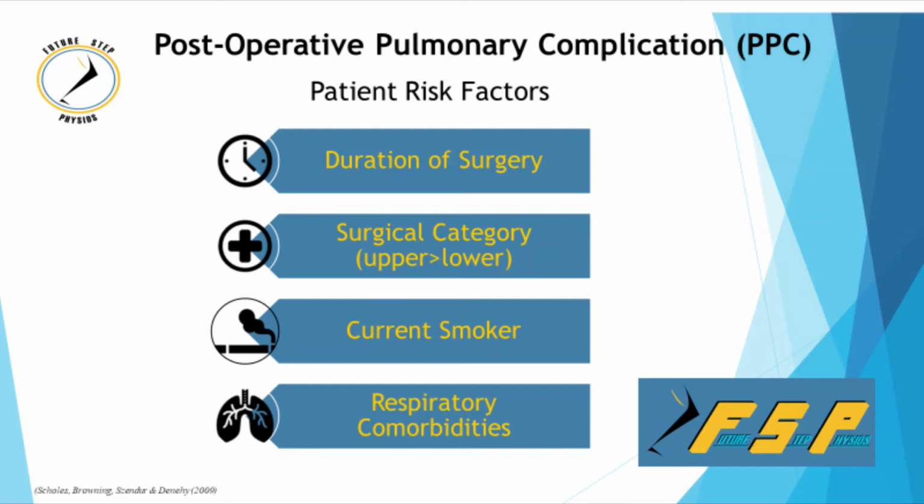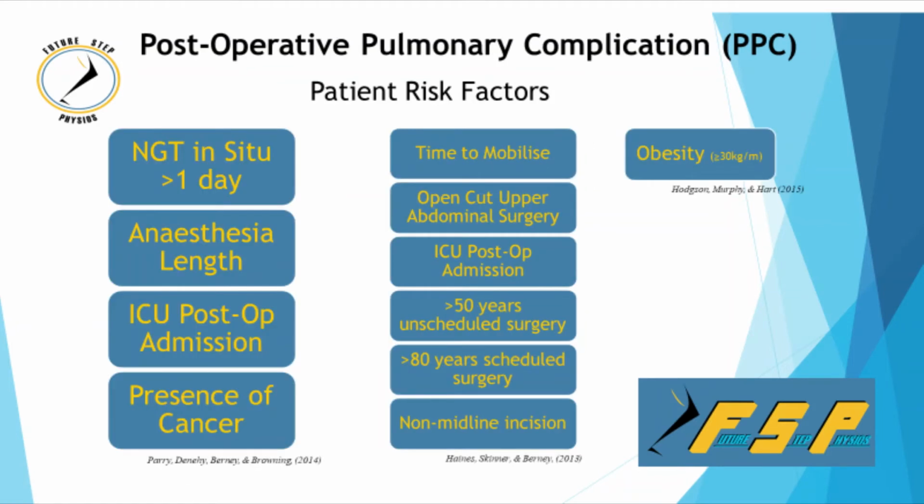The surgical category, so having an upper abdominal surgery compared to a lower abdominal surgery, increased the risk of a PPC. Being a current smoker or having a respiratory comorbidity such as COPD also increased the risk of attaining a PPC. So now we're going to also take a further look into the literature. Parry and colleagues in 2014 showed that having a nasogastric tube in situ for greater than a day, the length of anesthesia, having an ICU post-operative admission, and the presence of cancer increased the patient's risk of a PPC.